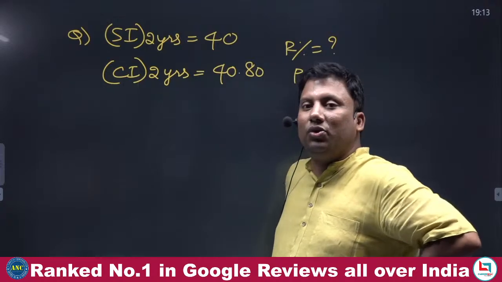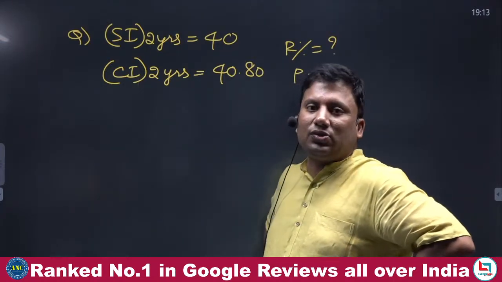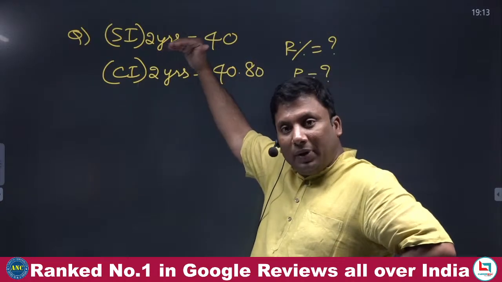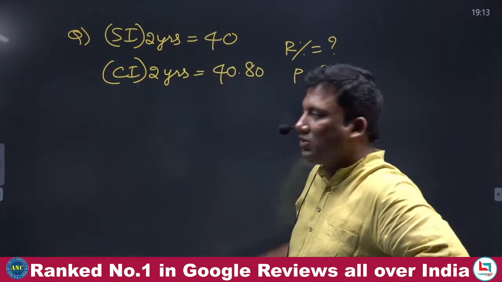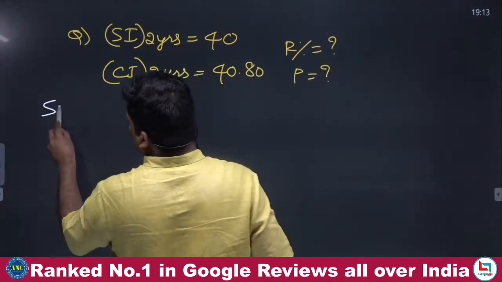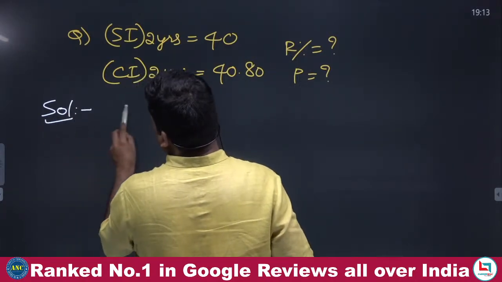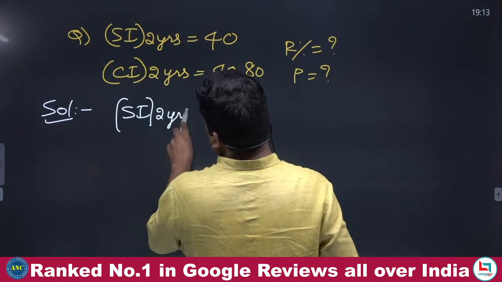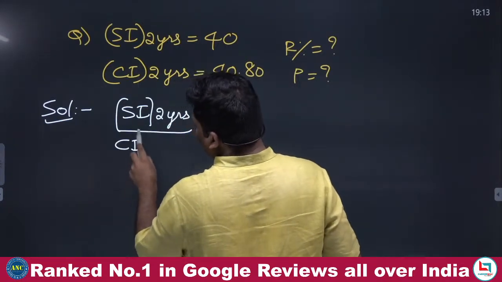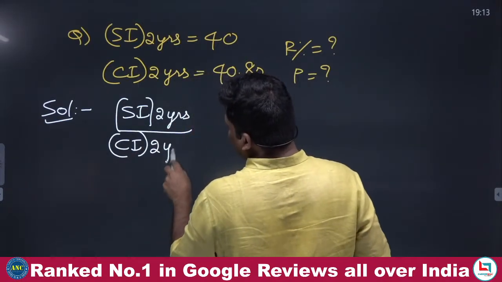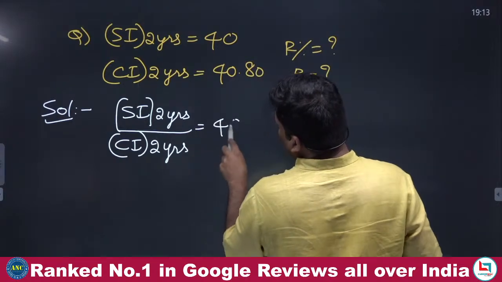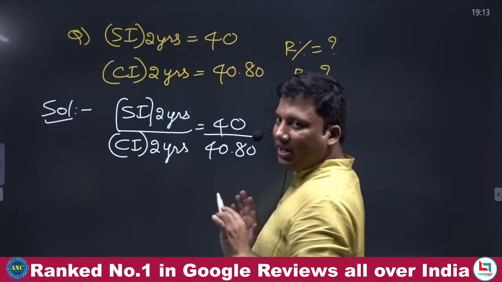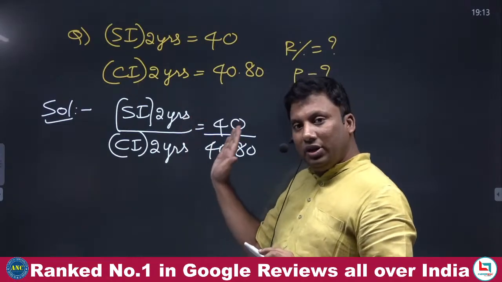Simple interest for 2 years, 40. Compound interest for 2 years is 40.80. Solution. Listen carefully. Simple interest for 2 years divided by compound interest for 2 years, it is 40 by 40.80. You don't need to use any formulas in this. Simple interest for 2 years, 40.